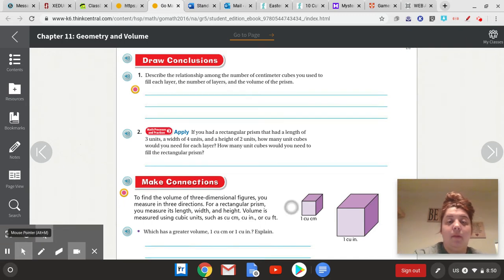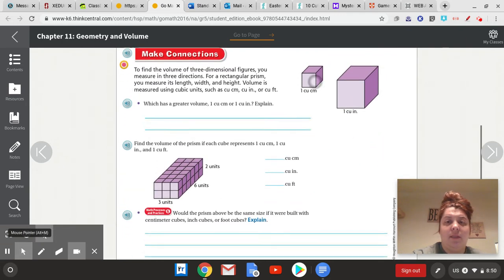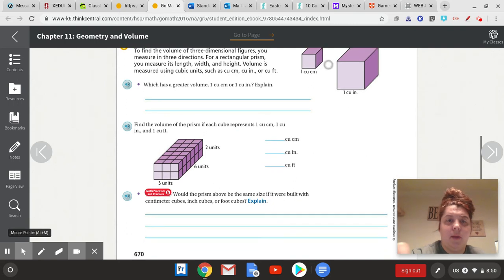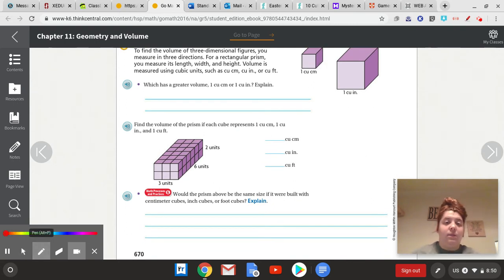Okay. So let's see, I can fit all that in there. There we go. All right. To find the volume of three-dimensional figures, you measure in 3 directions. For a rectangular prism, you measure its length, its width, and its height. Volume is measured using cubic units, such as cubic centimeters, cubic inches, or cubic feet. Which has a greater volume, 1 cubic centimeter or 1 cubic inch? Explain. So they show you over here a cubic centimeter and a cubic inch.